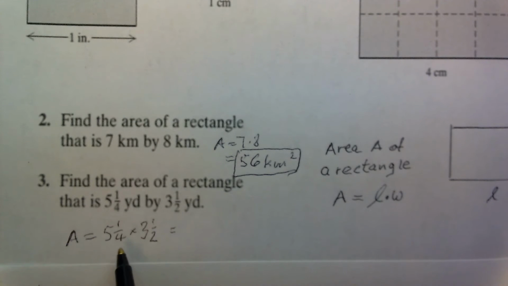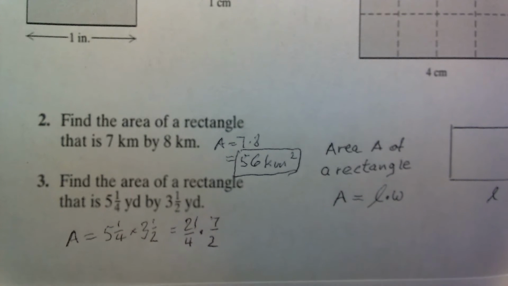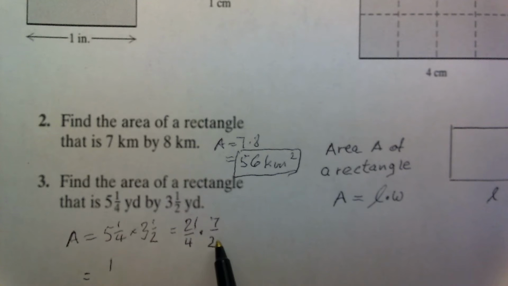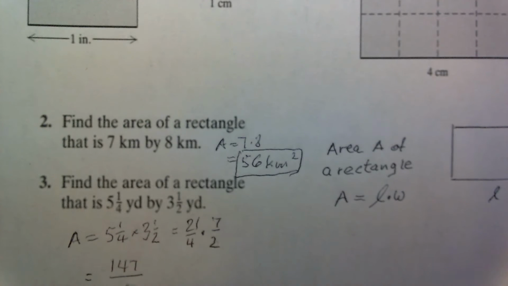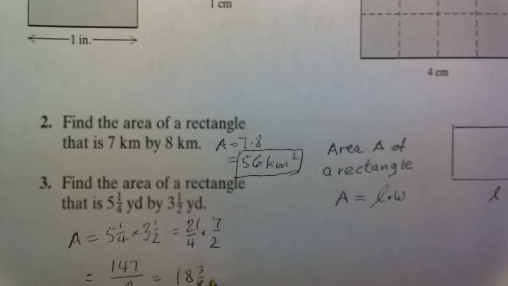So we convert that into a fraction. So 21 divided by 4 times 7 divided by 2, so that's 147. 7 times 21 is 147, divided by 2 times 4, or 8, and that's equal to 18 3/8 square yards.